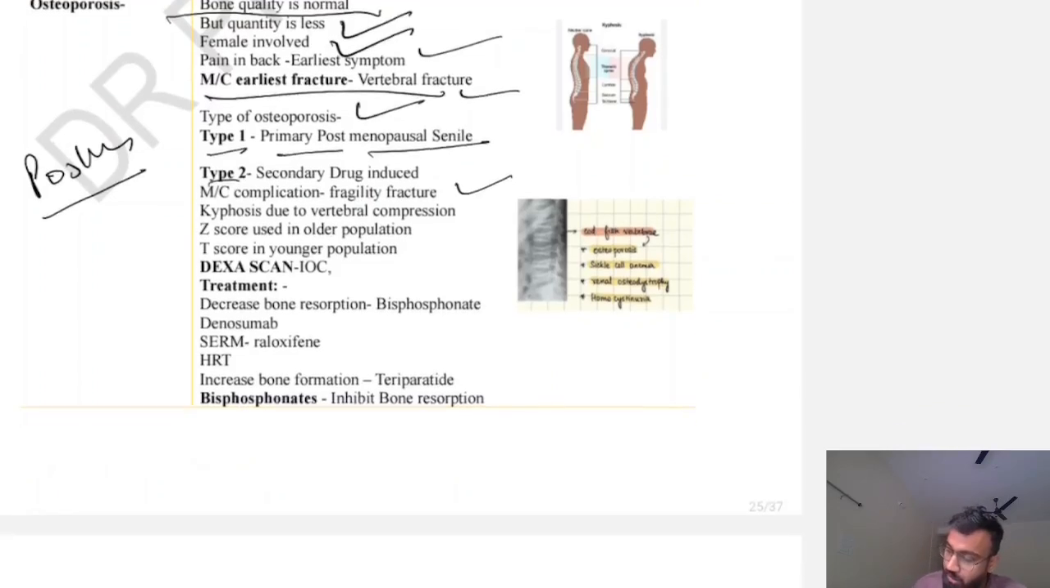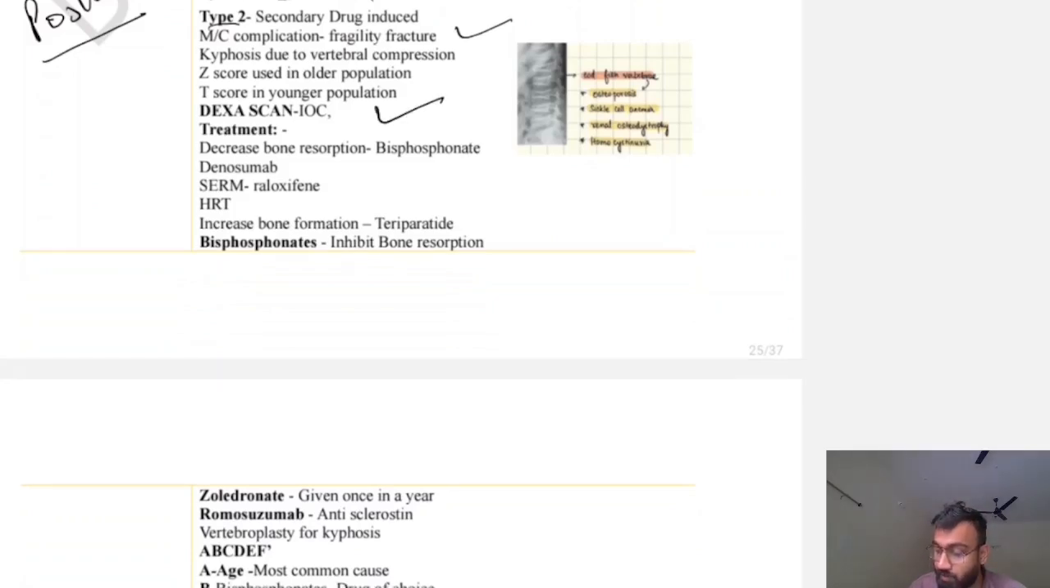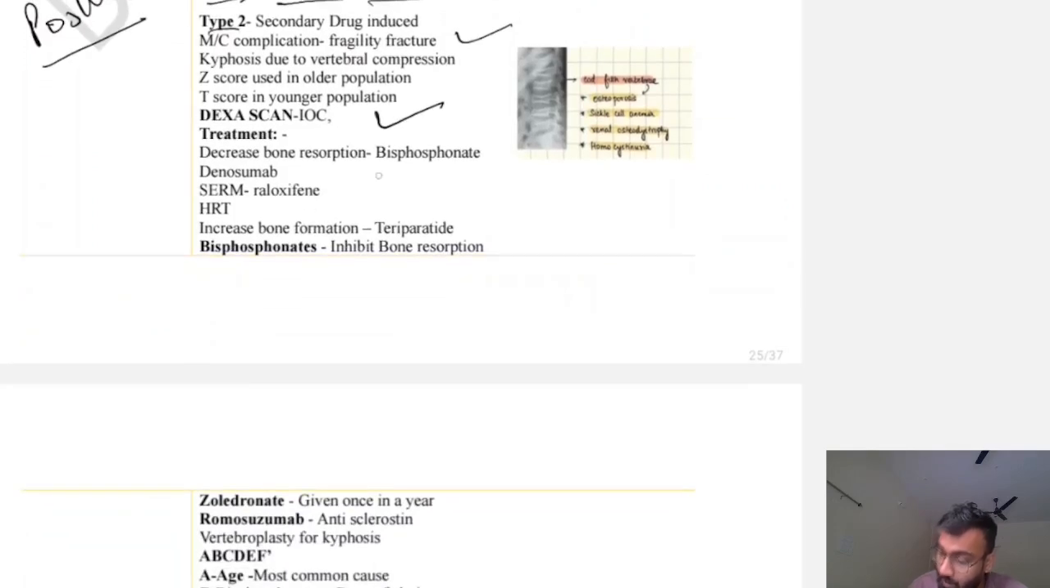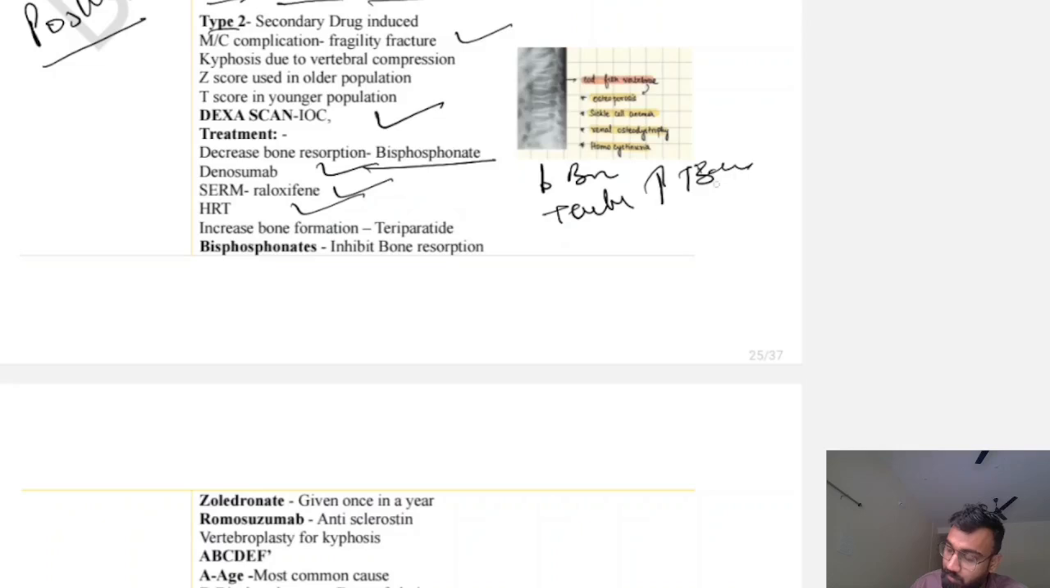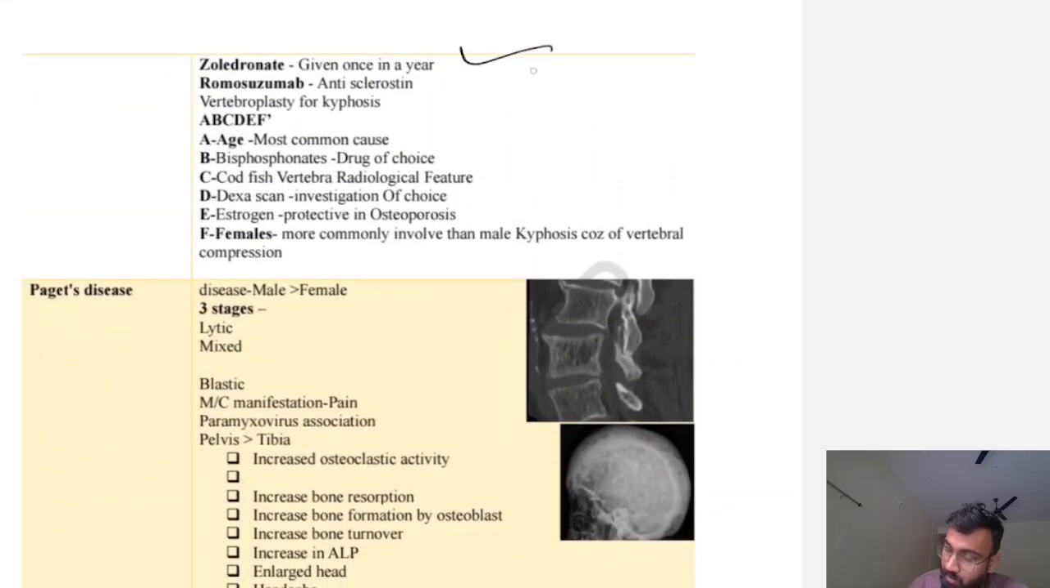Okay, so Z score is used in the older population and T score in the younger population. DEXA scan is the investigation of choice. Treatment is by giving bisphosphonate, which decreases bone resorption. Denosumab, SERM, raloxifene, HRT therapy. Teriparatide increases bone formation by stimulating osteoblasts, and bisphosphonate inhibits osteoclast action, so it inhibits osteoporosis. Zoledronate is given once a year.